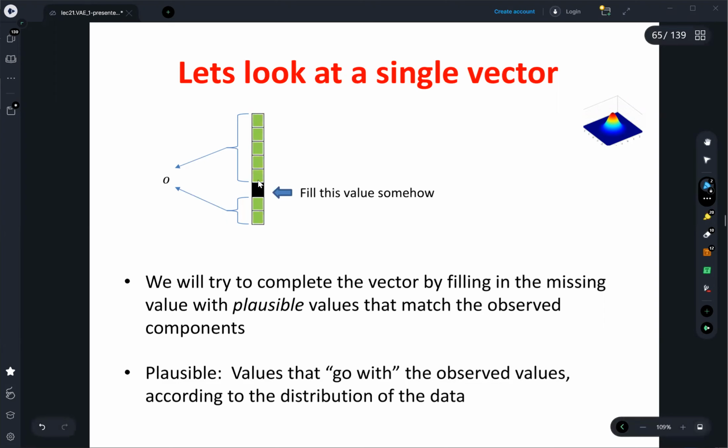You could interpolate. You're basically going to fill this in using a value that matches the rest of these guys, right? You assume that all of these values have some kind of correspondence. And so when I give you all of these other green values, this black missing component can't be anything at all. It has to sort of align up with the rest of the feature data that you saw.